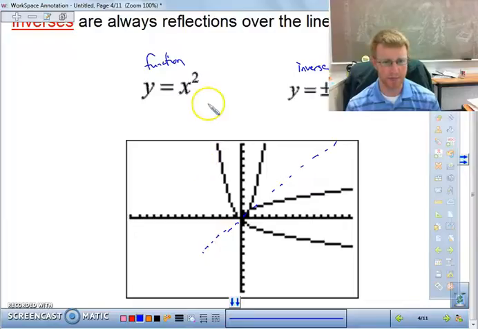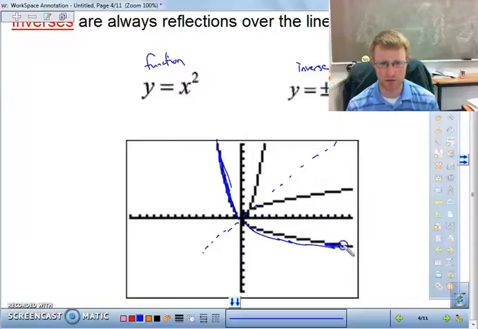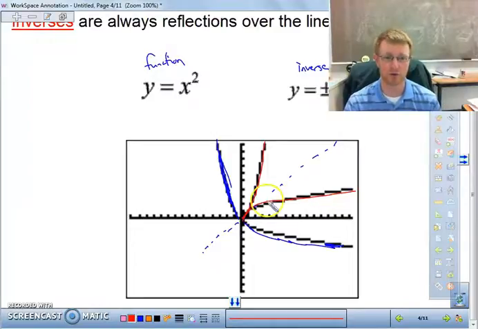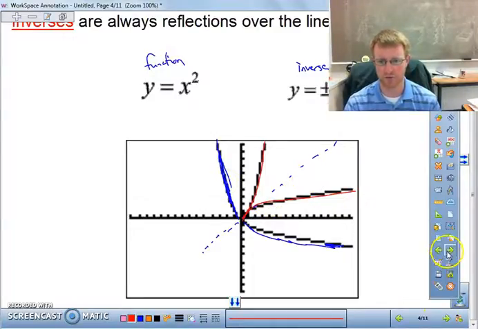And you can see that as we take our y equals x squared graph, this portion right here reflects over the line to become this portion, and then this part of the line reflects over to be this part of the line. So that reflection shows that they are inverses of each other, and that will always be true if you have two functions that are inverses of each other.